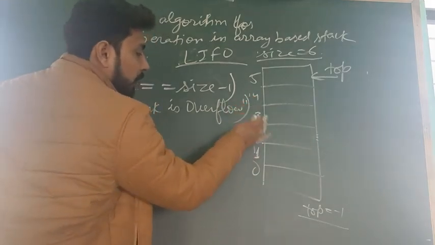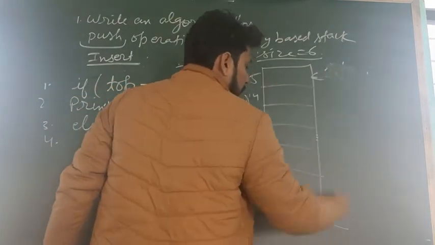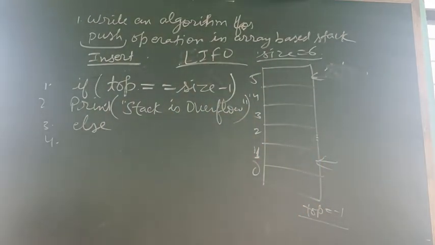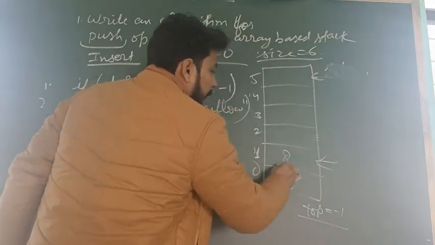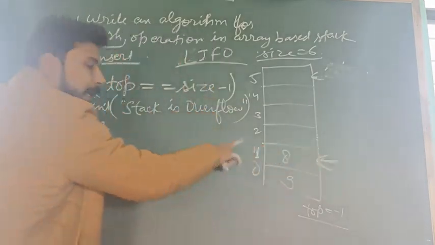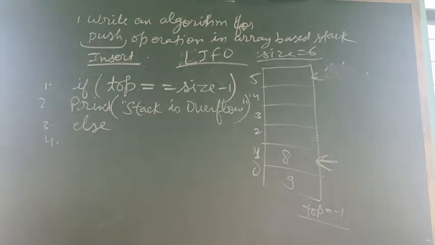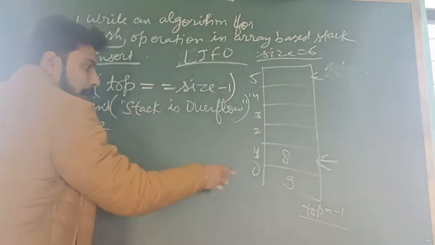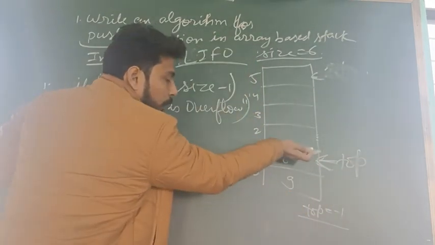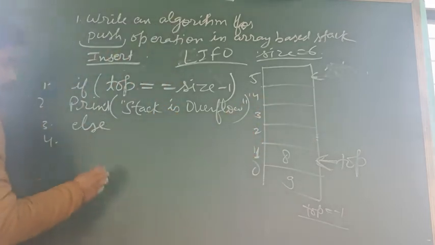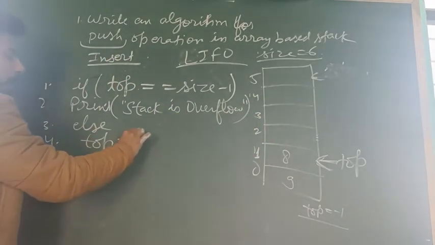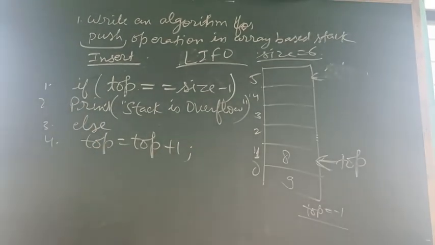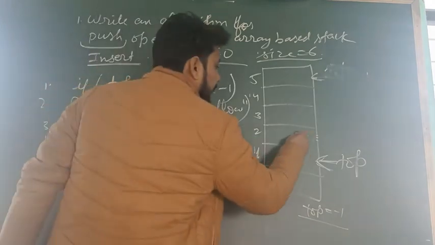In else, suppose the top is not here, it is somewhere here. So how will we insert the element? Suppose here 9 and here 8. If your top is representing index number 1, first we have to increase our index number from 1 to 2, and this is the top variable. So top will increase the index number first. So in else I will write top equals top plus 1. Now your index number will become 2. Correct? And in that index number we are going to insert our element.